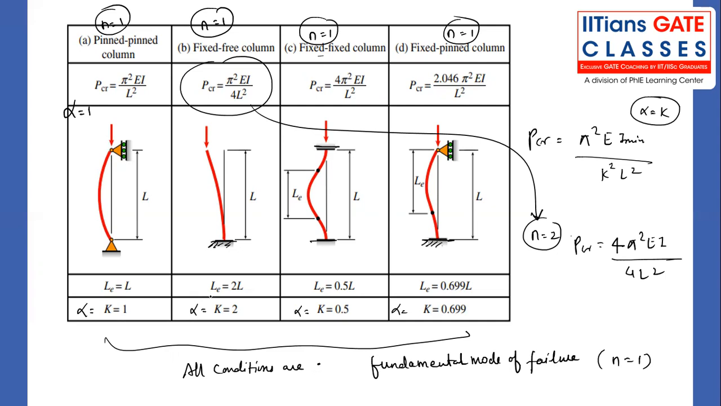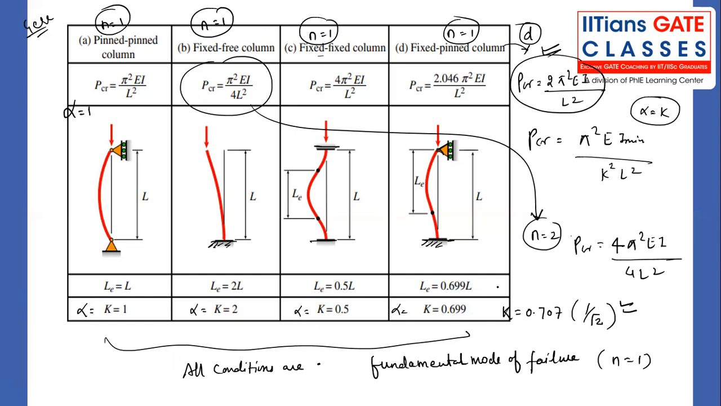One more thing is the fixed and pin column. One end is fixed, like a cantilever support, and one is pin support. Remember, in most textbooks you will not find this value. This is taken from the GATE. So here they have written 2.046, but in examination, when you put P critical as 2 pi square EI divided by L square, that is also correct for this case, for D case. That means you can take K value as 0.707. That is also correct. 1 upon root 2. Whatever the answer will be given based on this and based on this, both will be in the range.